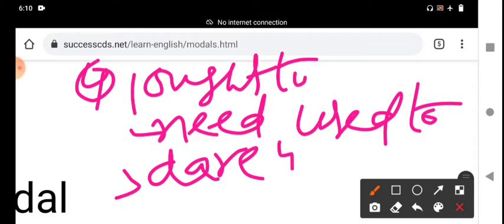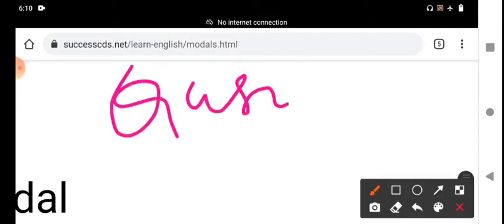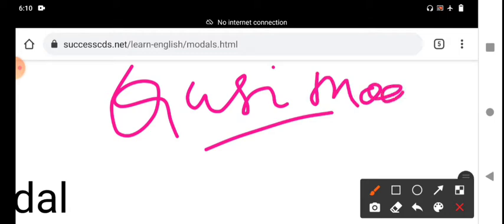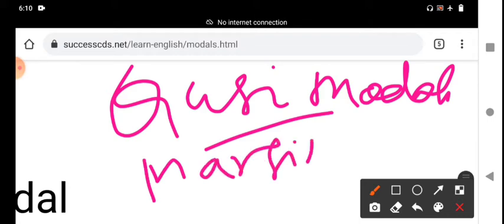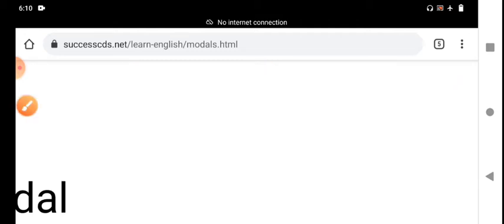These verbs are also called quasi-modal verbs. And they are also called marginal modal verbs. I am teaching about the quasi-modal verbs or semimodal verbs.